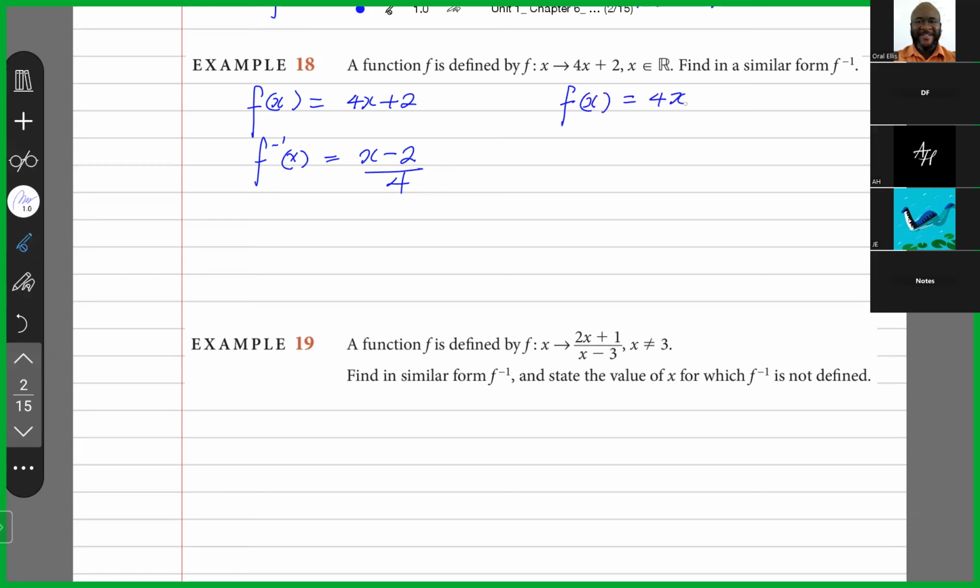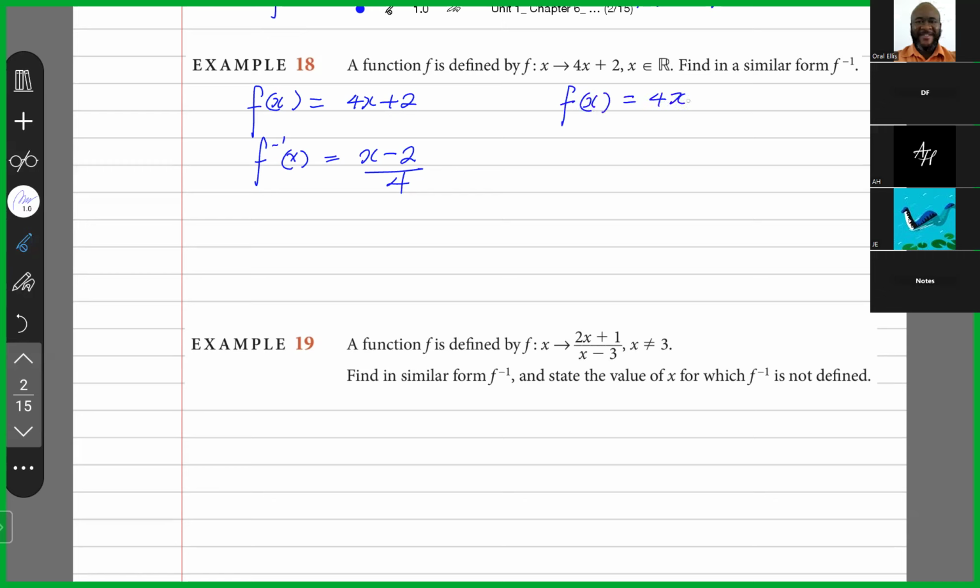F of x is equal to 4x plus 2. You're going to say what? Y is equal to 4x plus 2. Then you're going to interchange the x and the y coordinates. Then you're going to make y the subject of the formula. So we need to get y by itself. So x minus 2 is equal to 4y. Then I divide both sides by 4. And when I do that, I'm going to have y is equal to x minus 2 over 4.